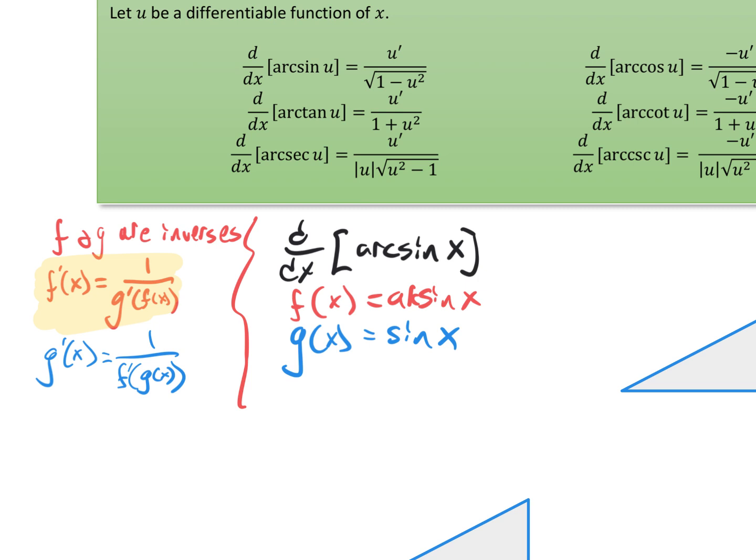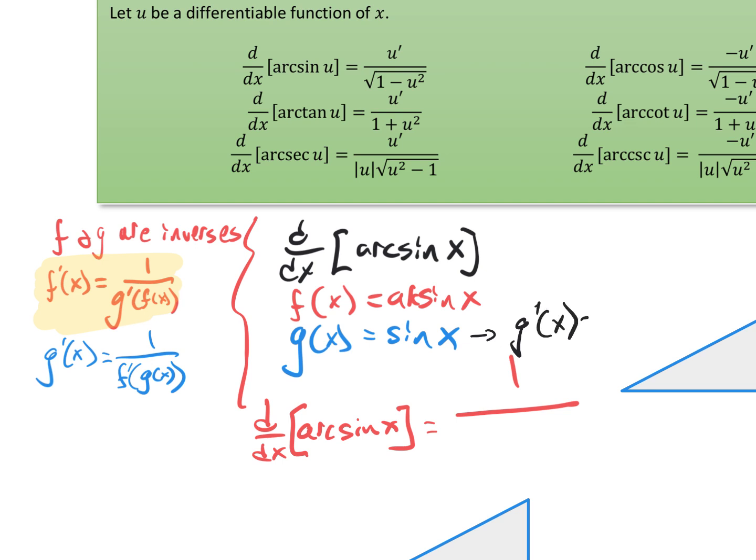So let's write our expression. The derivative of arc sine of x, that's what we're looking for, is equal to 1 over g prime. Well, what is the derivative of sine? I don't know the derivative of arc sine yet. We're not familiar with it. We're not using it, we're trying to find it. But we do know the derivative of sine. So g prime of x is the derivative of sine, which is cosine of x.